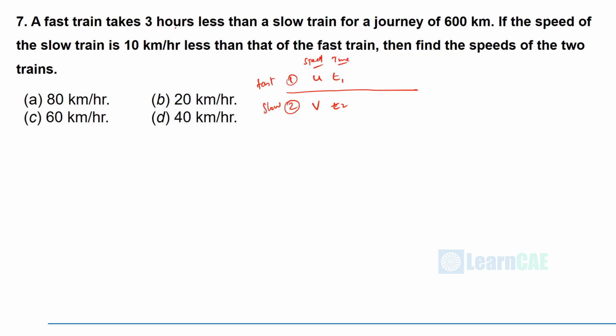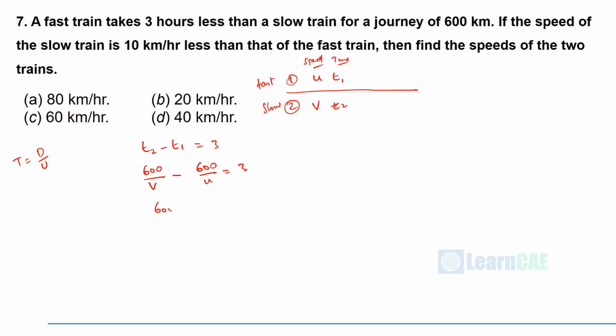They are saying the fast train takes 3 hours less than the slow train. It means the slow train will take more time. Therefore, t2 minus t1 is equal to 3 hours. Now let us substitute the values. Time is equal to distance by speed. So for t2, the distance is 600 km divided by the speed, which for t2 is v. Similarly, for t1 it is 600 by u. So 600 by v minus 600 by u is equal to 3.